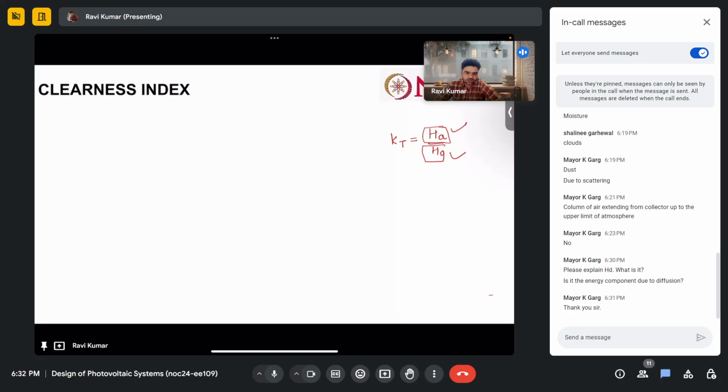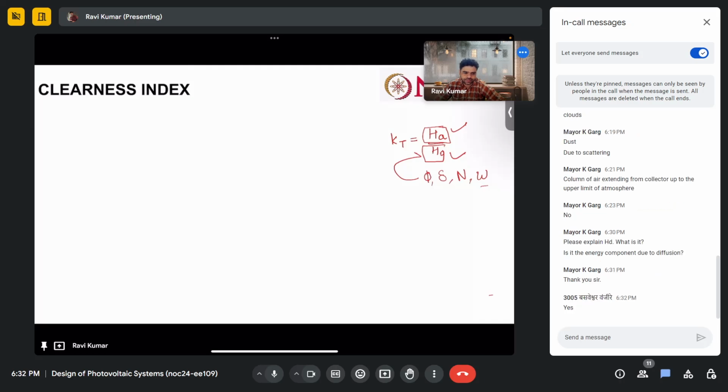How will you get this H naught? Can you solve this H naught at your place? Do you know the phi at your place? At any time, do you know delta? Do you know n? We can find out at which date you are calculating. Using all these, you can also find out omega, and using these angles you can calculate this H naught. Yes or no? Can you calculate H naught using these different formulas? Yes.